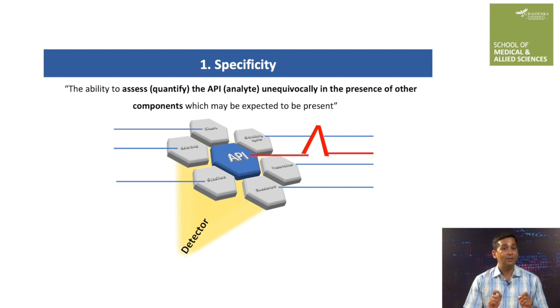Specificity is the ability to assess the API or analyte unequivocally, or with full confidence, or without any doubt, in the presence of other components which may be expected to be present. Here the meaning of ability of assessing is detection and quantification of the analyte.